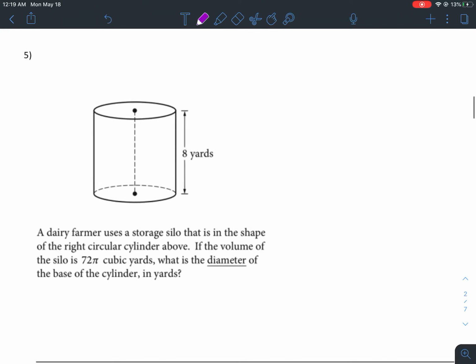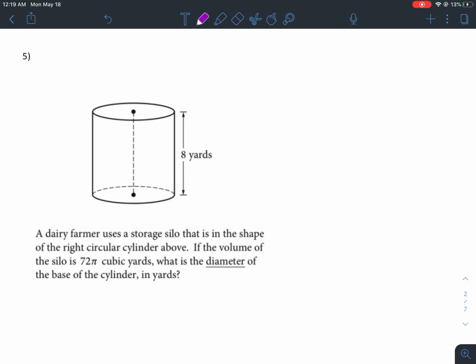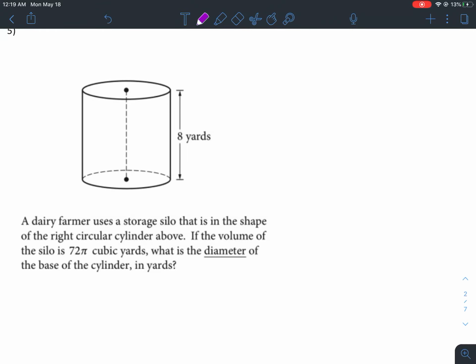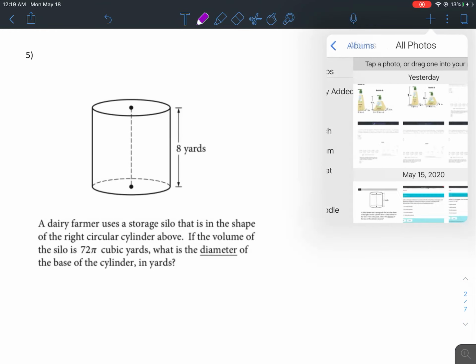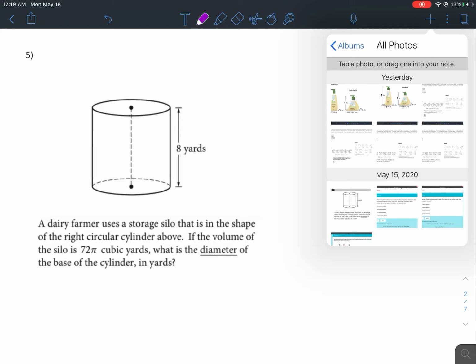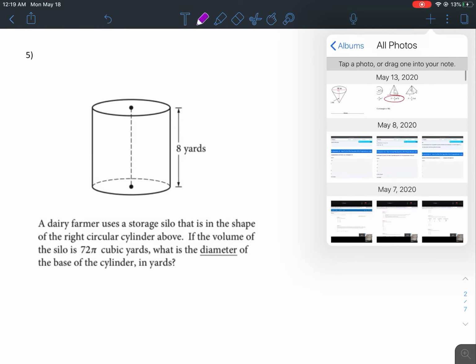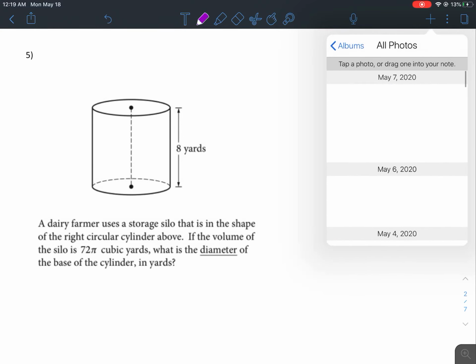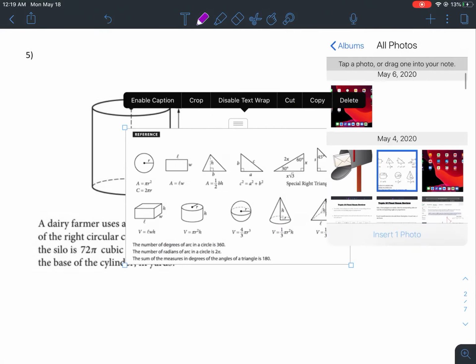All right, next one for number 5. It says a dairy farmer uses a storage silo that is the shape of a right circular cylinder above. If the volume of the silo is 72 pi cubic yards, what is the diameter of the base of the cylinder in yards? So this one, first off, they're talking about the volume of a cylinder. So I'm going to go ahead and add in my SAT formula sheet, which I have here somewhere. Let's see, right there.